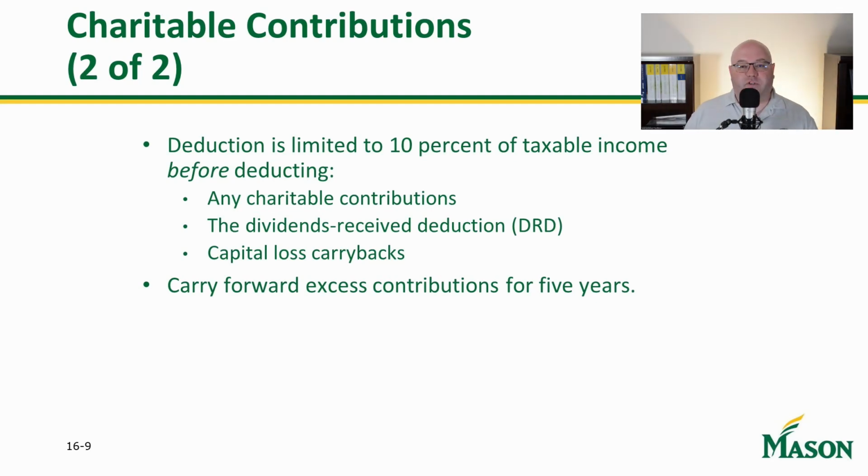Deduction is limited to 10% of taxable income. That's been that way for years. They don't want corporations coming out and saying, "Oh my God, we got $1 million of taxable income. I want to get rid of this. We'll just make a $1 million donation to this organization, not pay taxes." So they do actually limit this. But it's taxable income before deducting for charitable contributions, obviously, capital loss carrybacks, and the DRD.